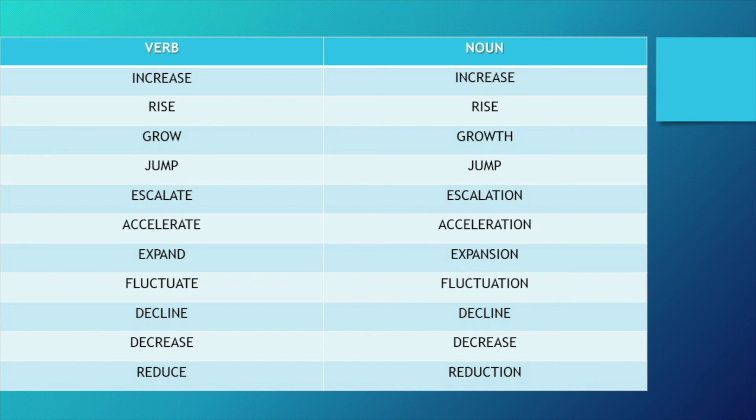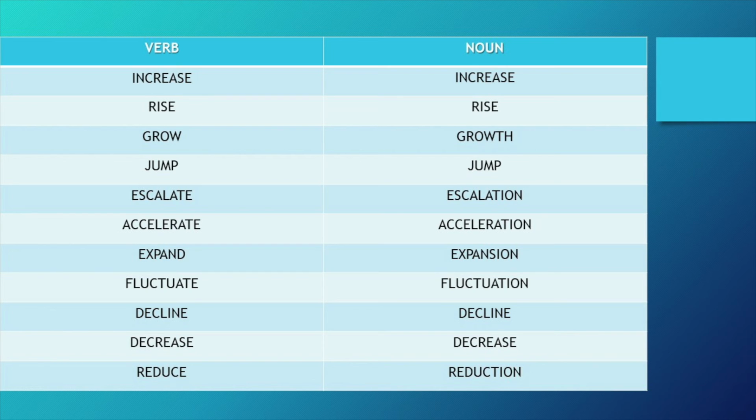So let's take a look at the common verbs that can be changed into nouns. Increase will be used as increase, rise. Grow will be changed into growth. Jump, escalation, acceleration. Expand will be changed into expansion. Fluctuate will be changed into fluctuation. Decline, drop, decrease, reduction.